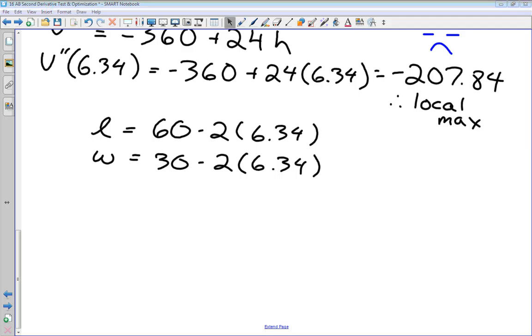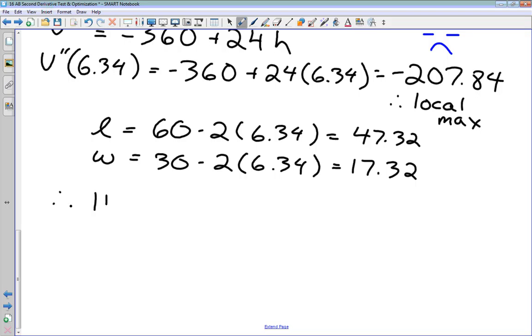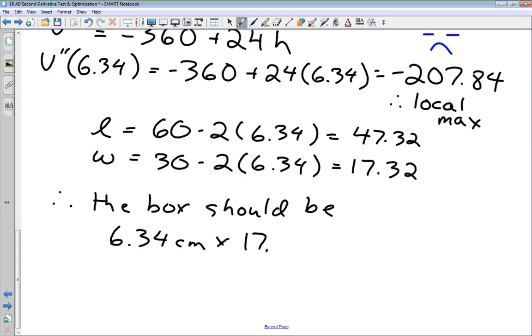So let's work out what the length and the width are here. Punching this into our calculator, we get 47.32 for our length and 17.32 for our width. So the box should be, let's see, 6.34 centimeters by 17.32 centimeters by 47.32 centimeters.